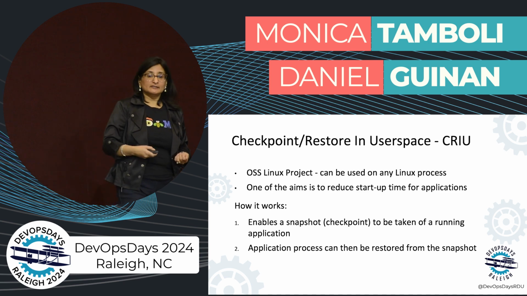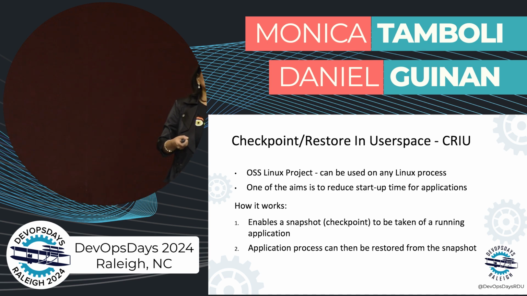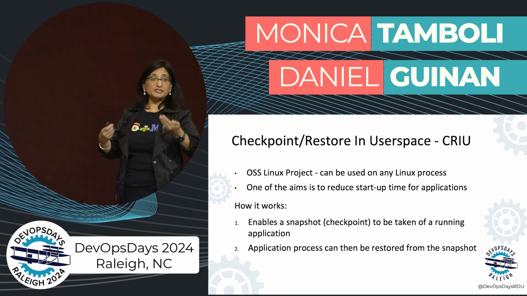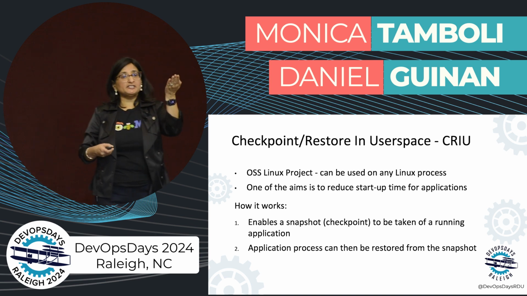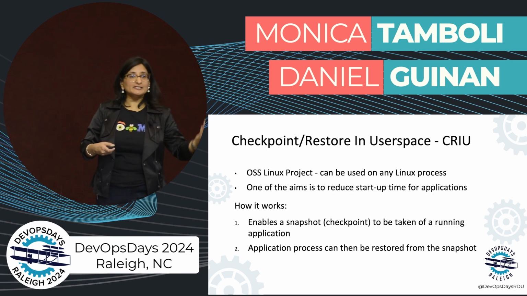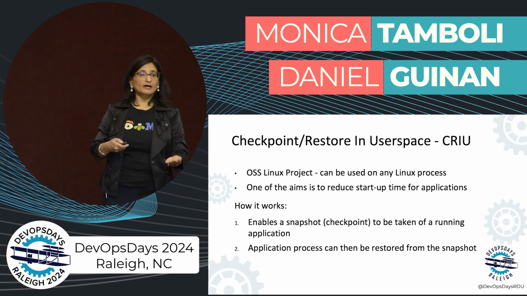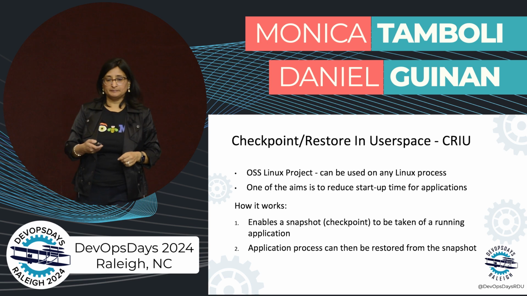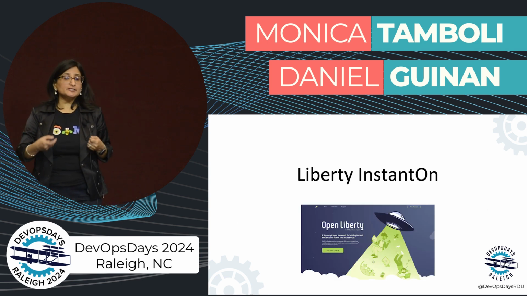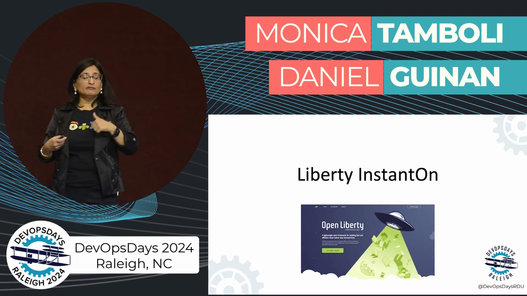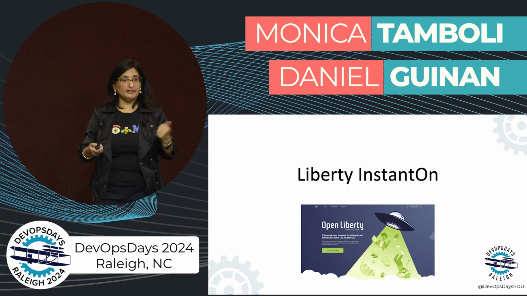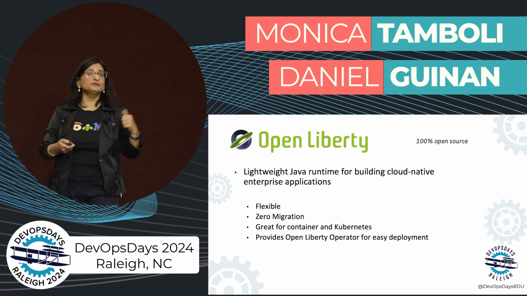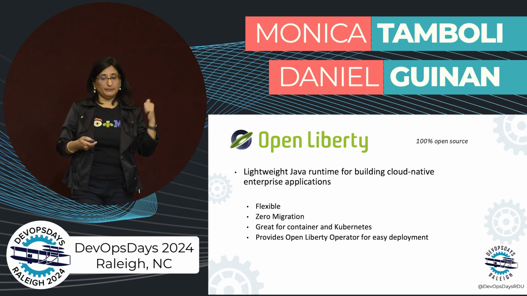The way it works is, it lets you take a snapshot of your running application, and then when you are ready to restore it, deploy it, you restart from there. So you don't have to restart your application from the ground up. You can start from somewhere where you took the checkpoint. And what we are going to show is, we work on one of the products called Open Liberty Runtime. So this is the implementation example of using CRIU.